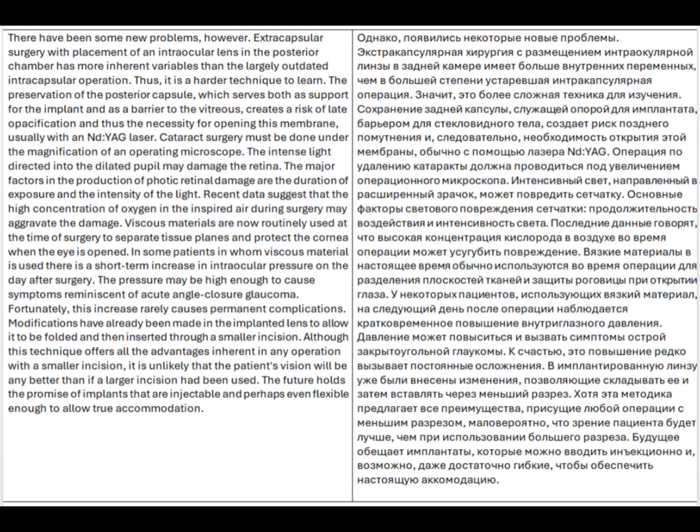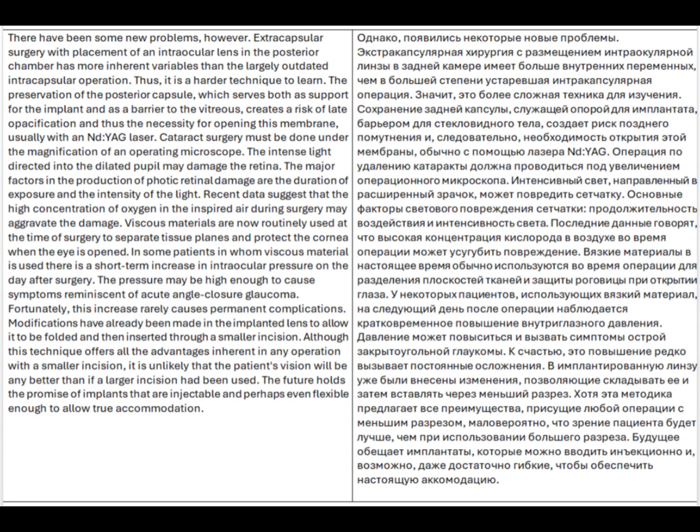Extracapsular surgery, with placement of an intraocular lens in the posterior chamber, has more inherent variables than the largely outdated intracapsular operation. Thus, it is a harder technique to learn. The preservation of the posterior capsule, which serves both as support for the implant and as a barrier to the vitreous, creates a risk of late opacification, and thus the necessity for opening this membrane, usually with an Nd:YAG laser.